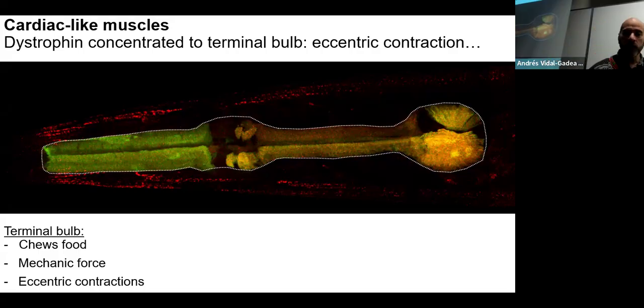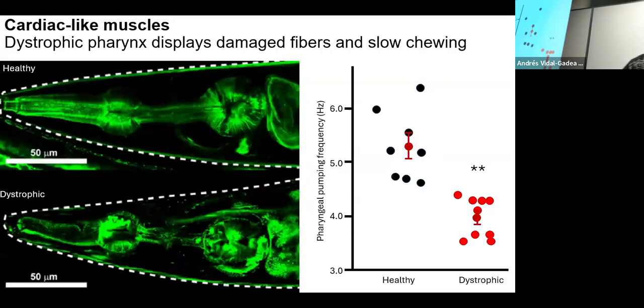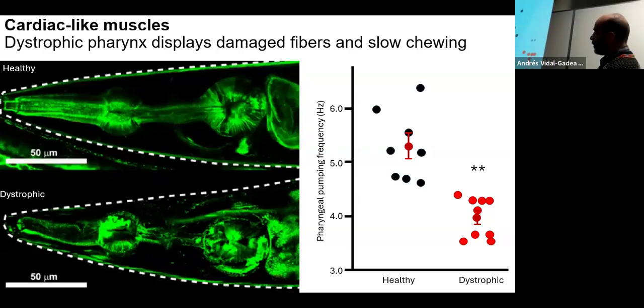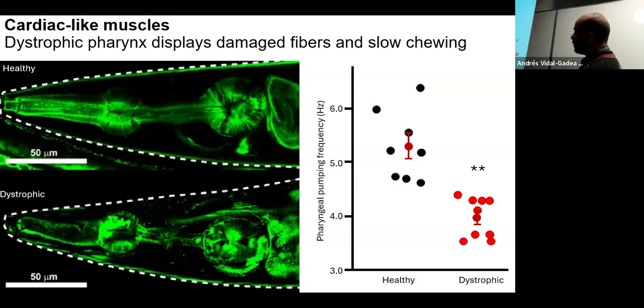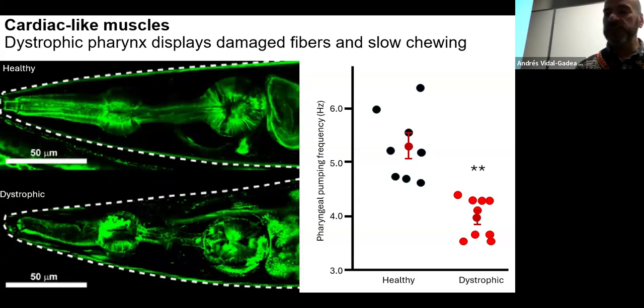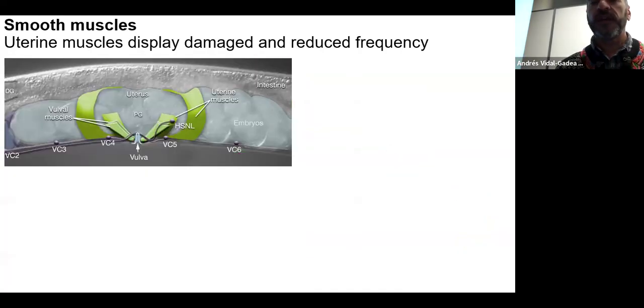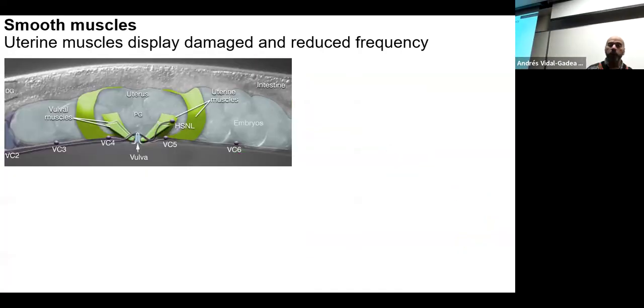And so when we look at these muscles in dystrophic animals, we see that indeed there is damage to the terminal part there in the pharynx in dystrophic animals. And if we look at the function of the pharynx, how fast the animals chew food, we also see a defect there, all right? So we're still working on this to do the rescue to see if they get better, right? But we moved on and also looked at smooth muscles.